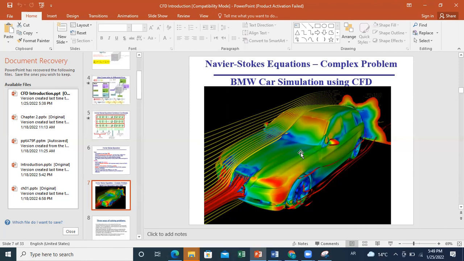So, for example, here you can see the simulation of a BMW car using computational fluid dynamics. You can observe the velocity field around the car. You can observe the pressure field on it to know, for example, what are the mechanical constraints to which this car is subjected, what is the appropriate material to use to avoid any possible failure, etc. So CFD is very important for engineering design.